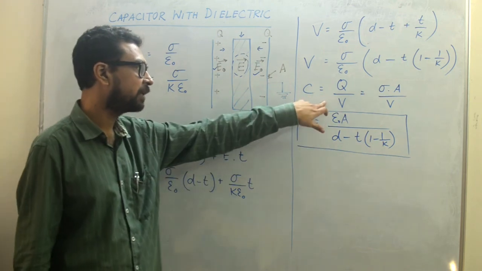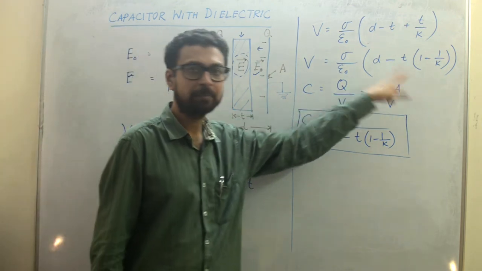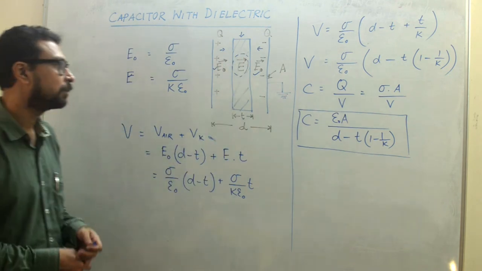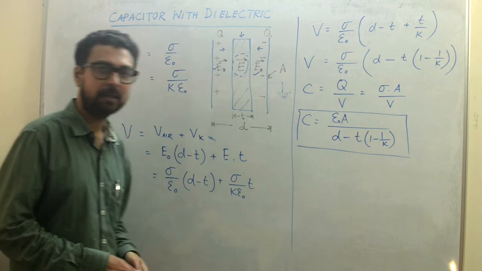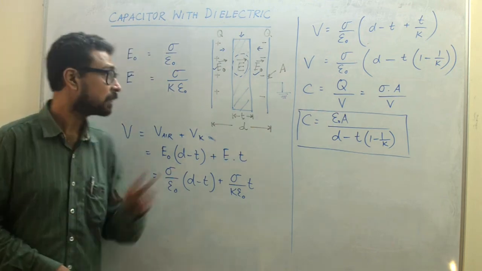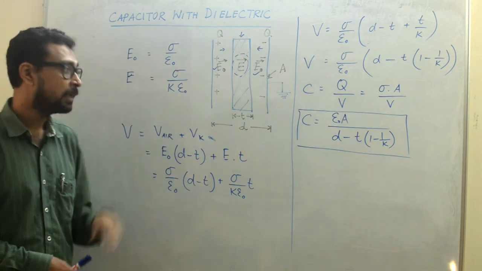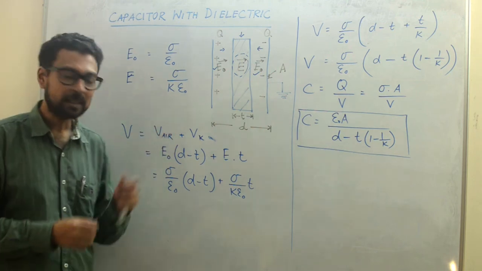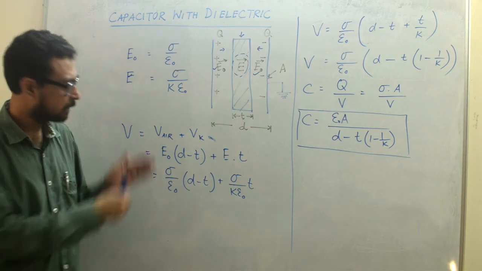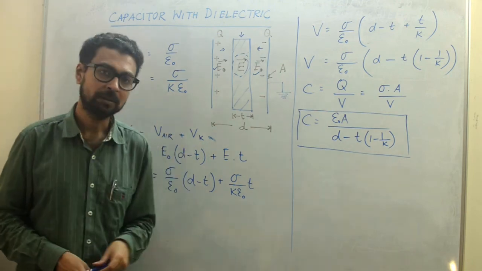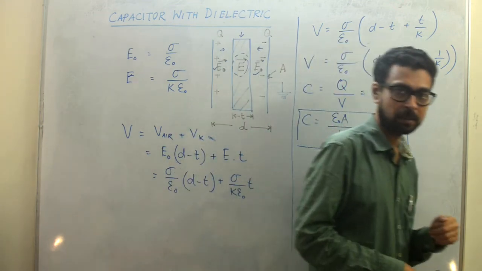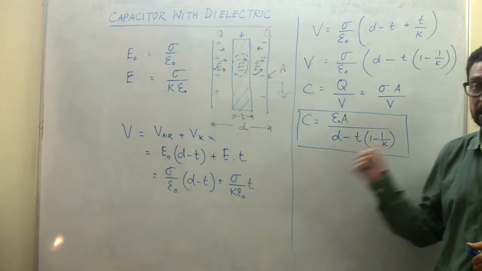You can see Q by V, and Q is sigma into A, because surface charge density into area of the plate will give you the total charge which was there, and this is the final expression for the capacitance including a dielectric slab. You see, the process is important. You have to understand each and every bit of concepts that actually got into this particular result. This derivation is also important for boards, but the concept is very important.